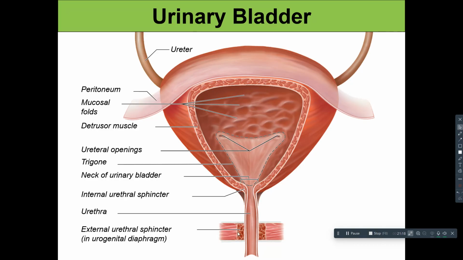Note that the external urethral sphincter is in the urogenital diaphragm, and it is not in the same location as the internal urethral sphincter. You might remember how the anal sphincters, the external, encircled the internal. That is not the case here.